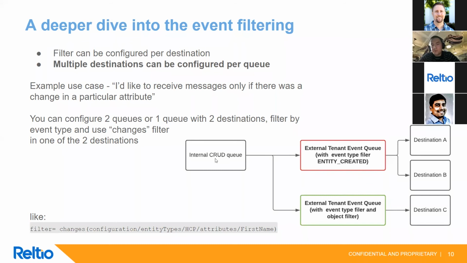So if there was an entity created with this attribute that did not exist before, you would receive it here. But if there was a change to an already existing entity and this specific attribute, you would receive a filter called changes, and you would mention this specific attribute there, and you would receive it in this queue. Why do I need two queues in this case?